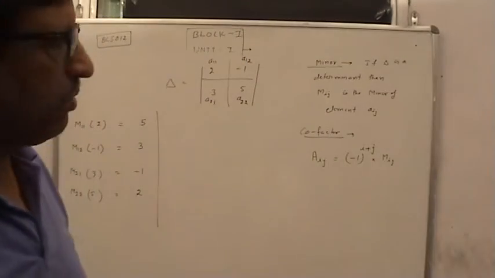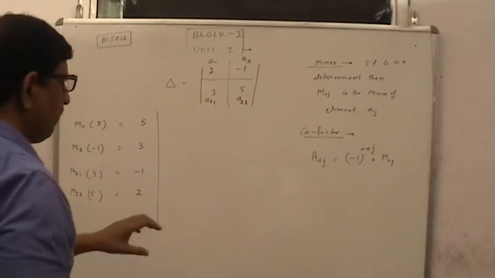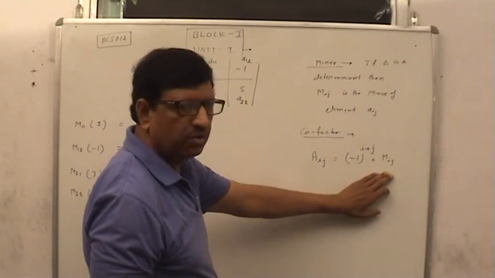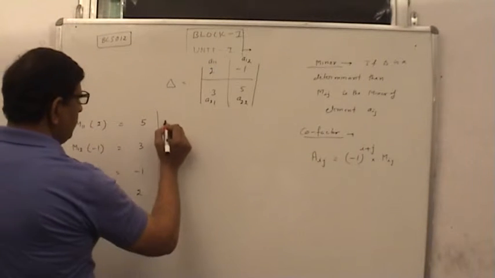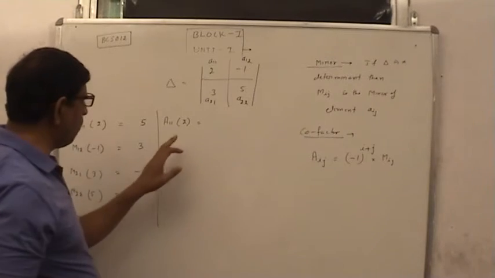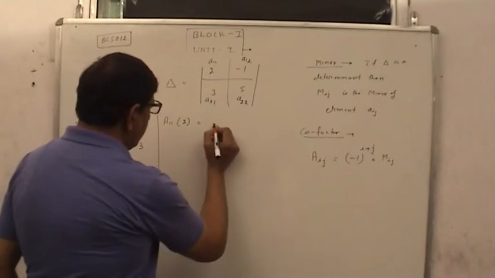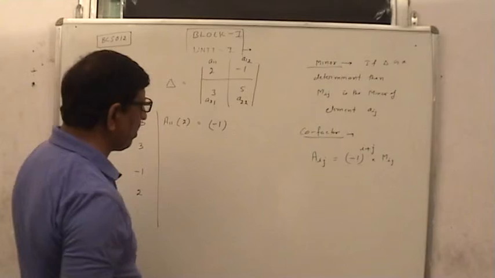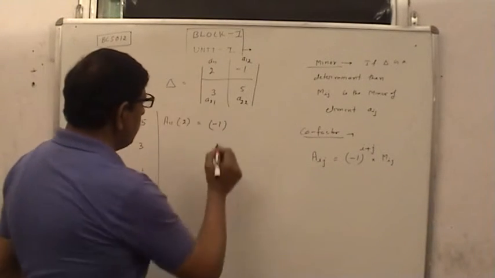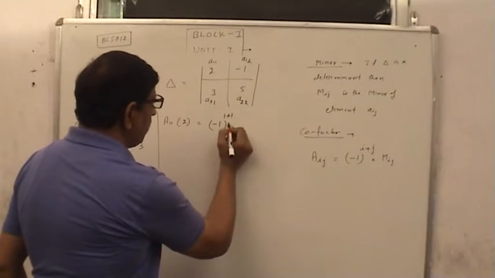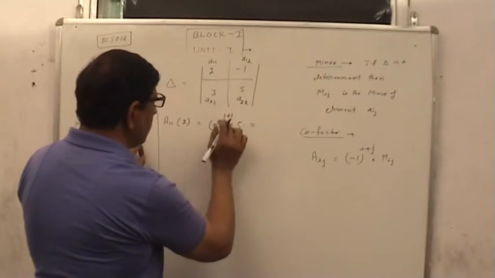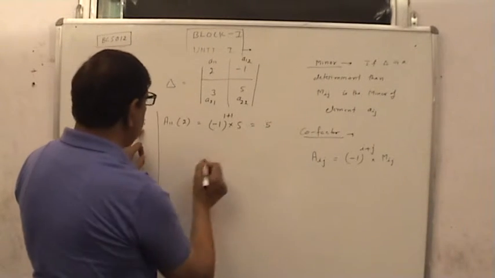And then how to find the cofactors? Cofactor means -1 raised to the power i plus j into Mij. Let us see A11. A11 is 2. It means the cofactor of the element 2. We write -1 raised to the power i plus j. Here this member belongs to first row and first column, so 1 plus 1, into its minor, which is 5. That is -1 squared into 5, equal to 5.